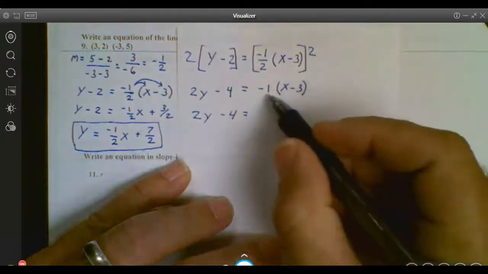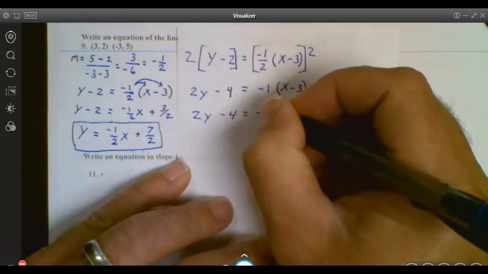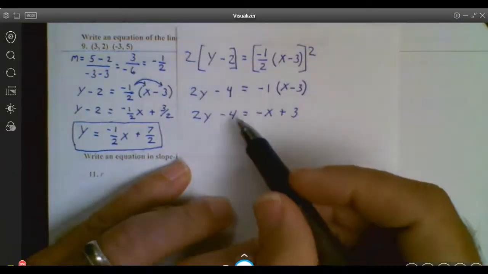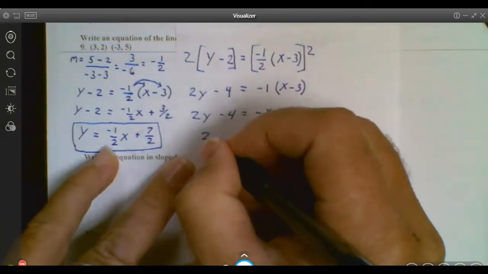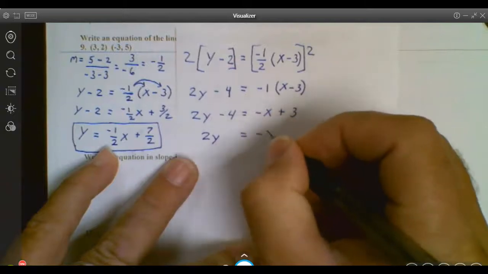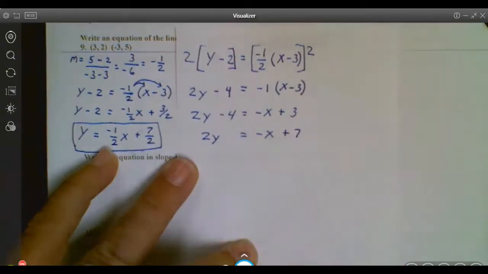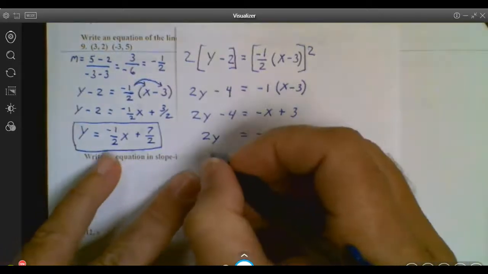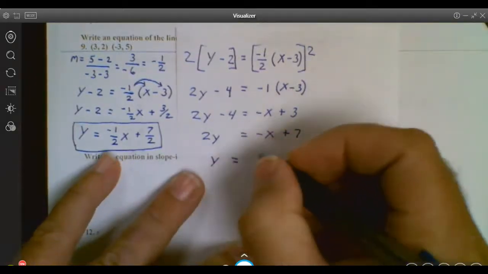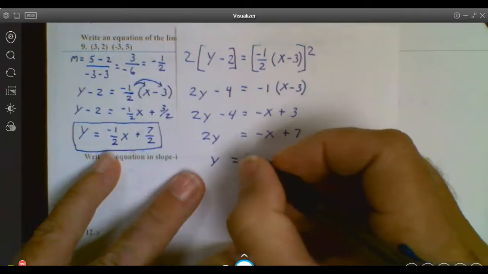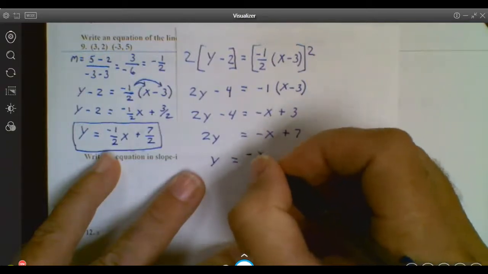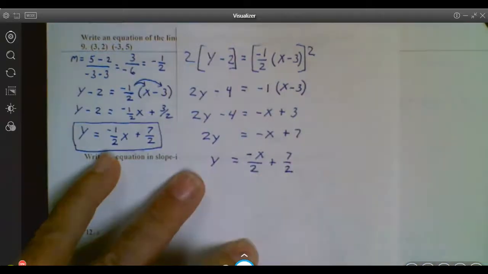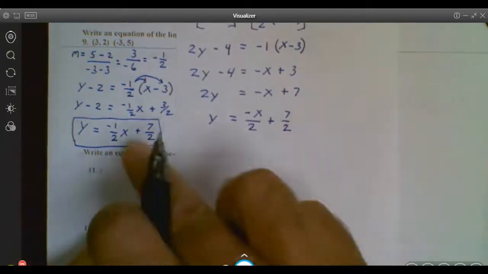So on the right side, I'm now distributing negative 1. My next move would be to add 4 to both sides. Puts me right there. And then my final step would be to divide everything by 2. Everything. So I'm dividing both sides by 2. You have to divide everything by 2 when you do that. So it looks like this. Notice it's the same answer we got right here.